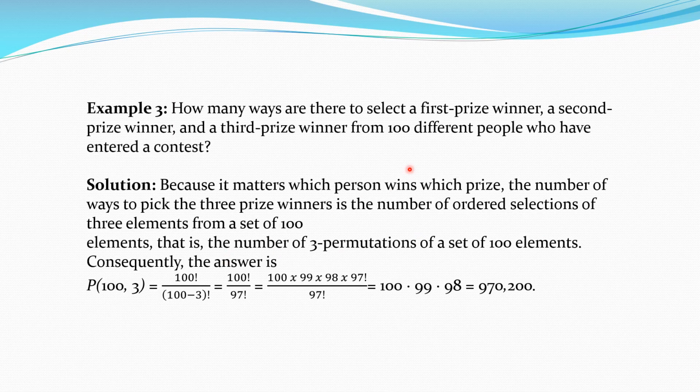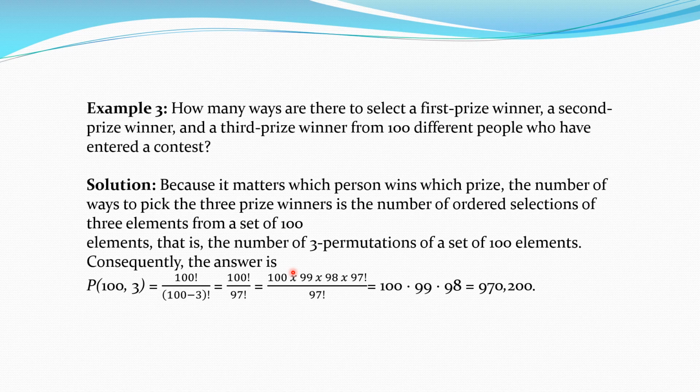Now one more example. How many ways are there to select a first prize winner, a second prize winner, and a third prize winner from 100 different people who have entered a contest? Now here it matters which person wins which prize. The number of ways to pick the 3 prize winners is the number of ordered selections of 3 elements from a set of 100 elements. That is, the number of 3-permutations of a set of 100 elements.